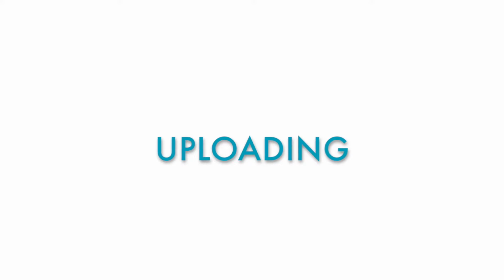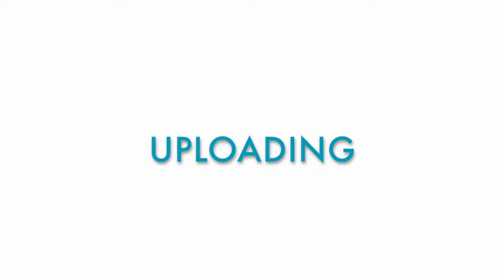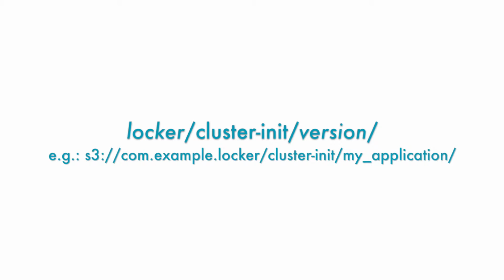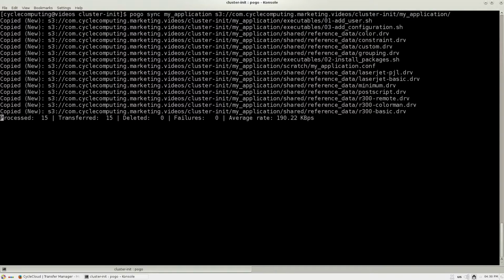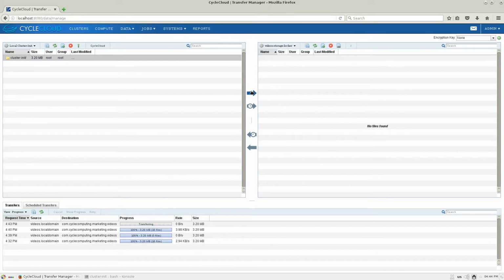Once you have your cluster-init tree defined locally, you need to put it into your Cloud Locker. This is a cloud storage location that you created as part of your initial CycleCloud setup. Your cluster-init files go into a directory called cluster-init/version name, where the version name can be any string. Some customers use this to create a separate cluster-init tree for Windows and Linux nodes, while others may use it for versioning. You can upload the files with any tool that can write to your cloud storage, like Pogo, or CycleCloud's DataMan data transfer feature.